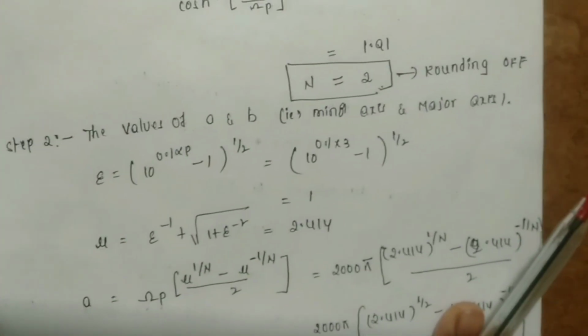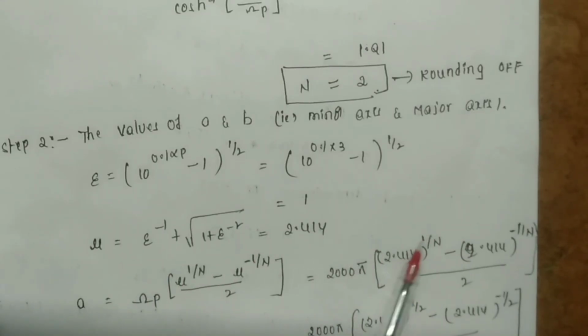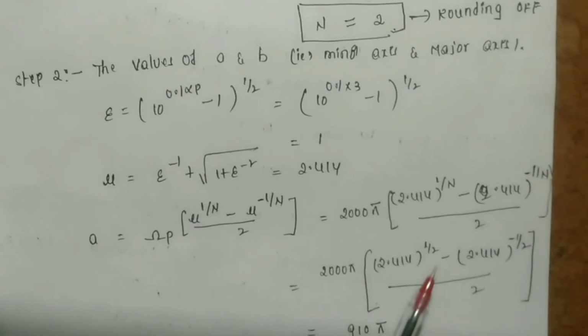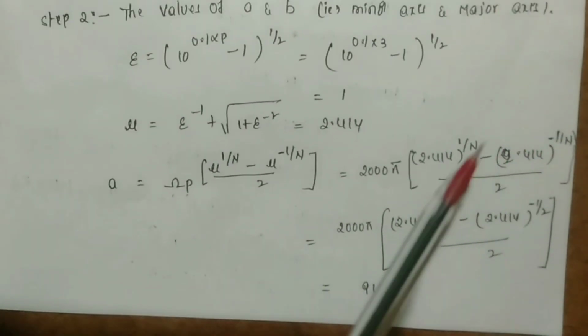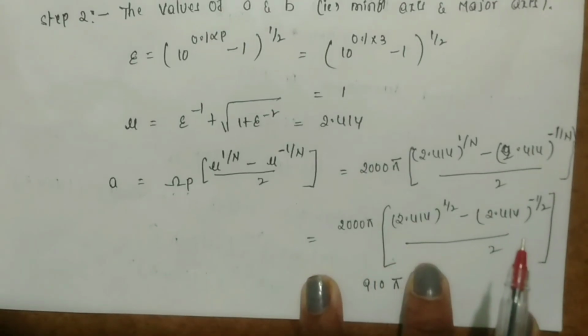So substitute these values. In place of omega p, we are substituting 2000 pi, and mu is equal to 2.414 whole power 1 by n, where n is the order, which is 2. The 2 we have substituted here, minus 2.414 whole power minus 1 by n, minus 1 by 2 we have substituted here. So if you do simplification, you are going to get the 910 pi value.